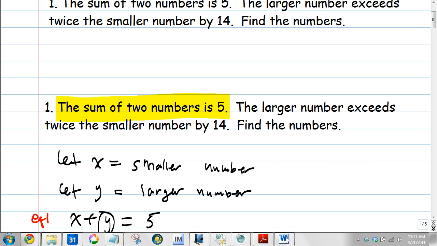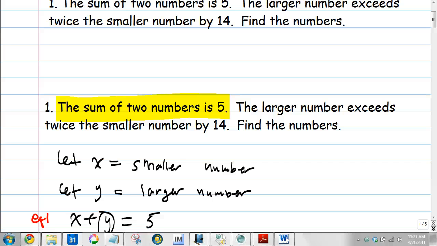Look at the very first sentence. The sum of the two numbers is 5. Therefore, x plus y equals 5. Now, who can tell me the second equation? It says the larger number exceeds, what does exceeds mean? It's more than twice the smaller number by 14.